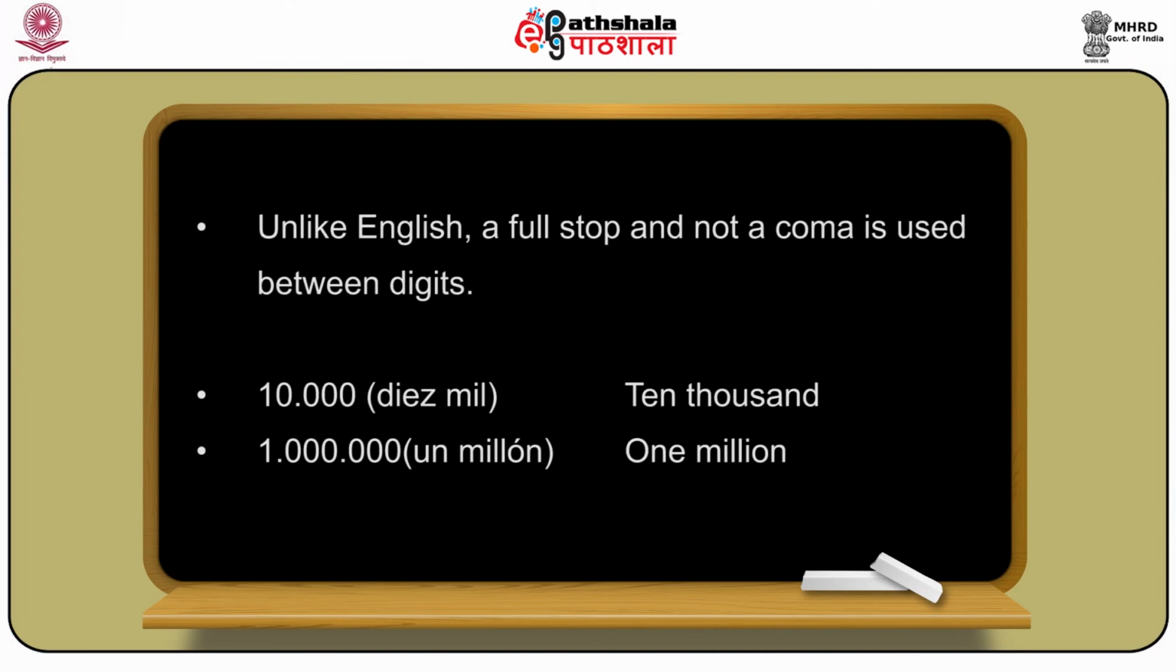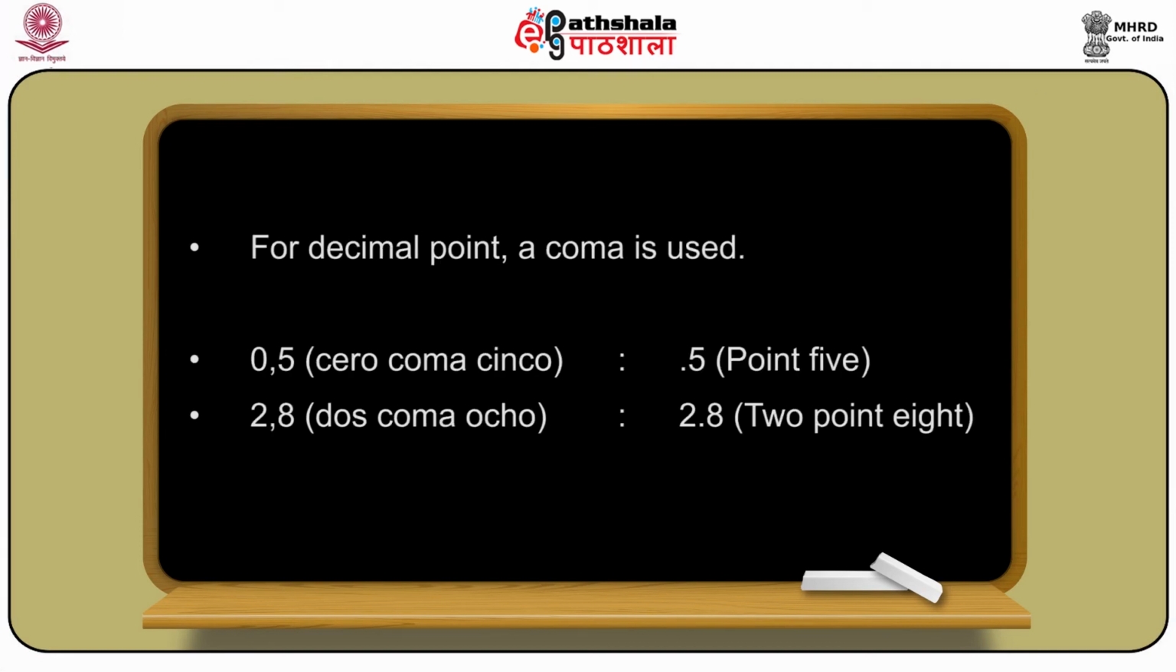Now, unlike English, a full stop and not a comma is used between digits. So as you can see, if it's 10,000, in English we put after 10 one comma, but in Spanish we put a full stop. So if it is 1 million, after every 3 digits we put a full stop and not a comma. And if the number is in decimal, in English we put a point, that is one full stop and then the number. For example, if I want to say 0.5, there will be one stop and 5, but in Spanish we put a comma. So 0.5 will be said as 0,5. Same way, if you want to say 2.8, this will be said as 2,8. So this point in Spanish is said as comma and written like a comma of English, as you can see here.